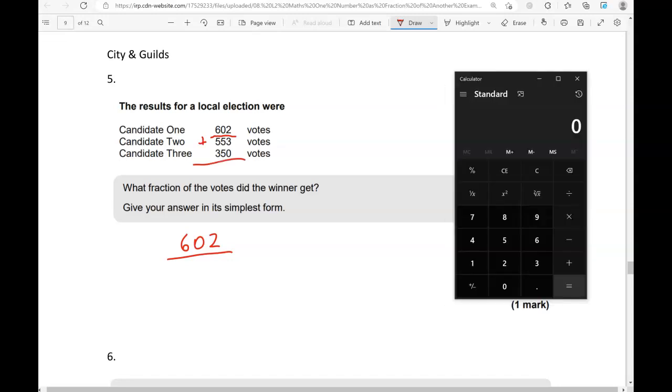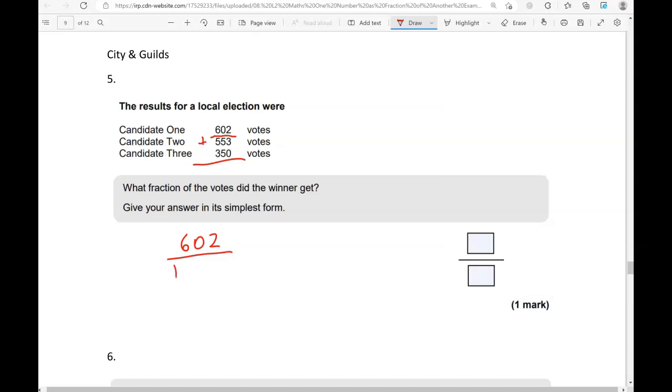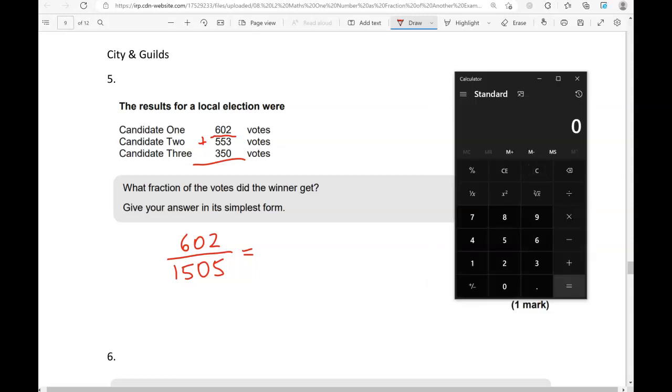so 602 plus 553 plus 350 gives us 1,505. Okay, so can we divide both numbers by 2? No, we can't. Can we divide both numbers by 3? No, we can't. By 5, we can't. By 7, let's try by 7.